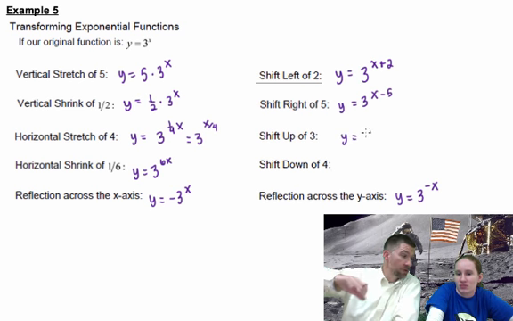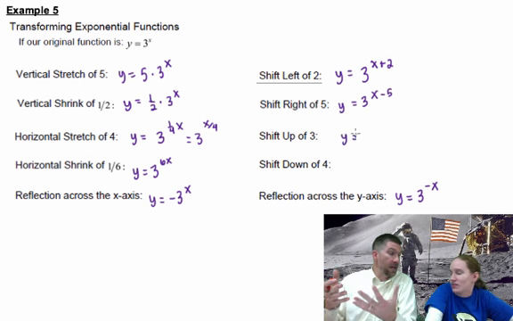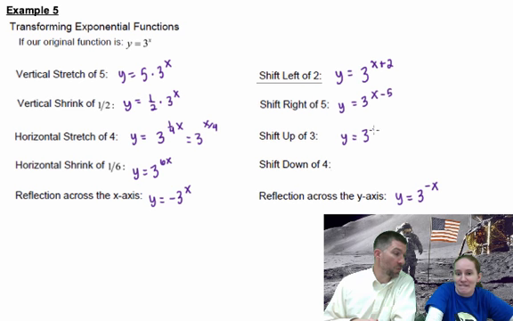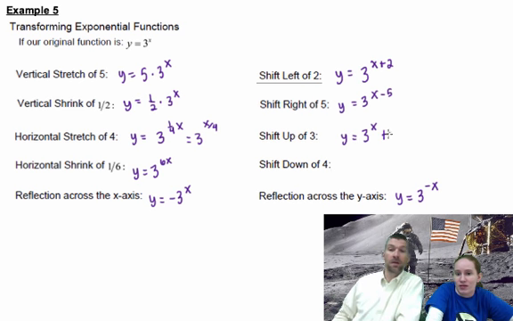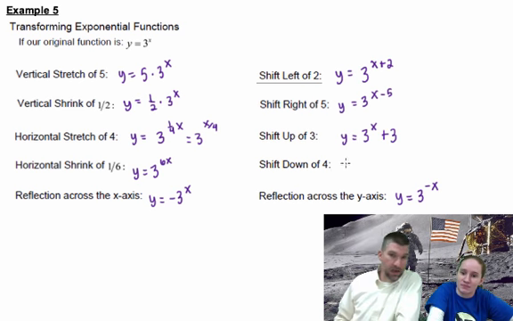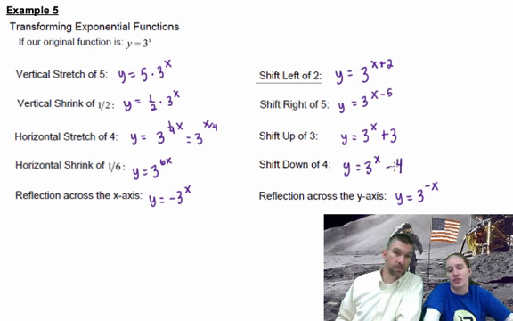And if we shift up, that's vertical, so it goes outside. Up 3 is plus 3. And then down 4 is minus 4. So that's all of the different ways that we can translate individually.